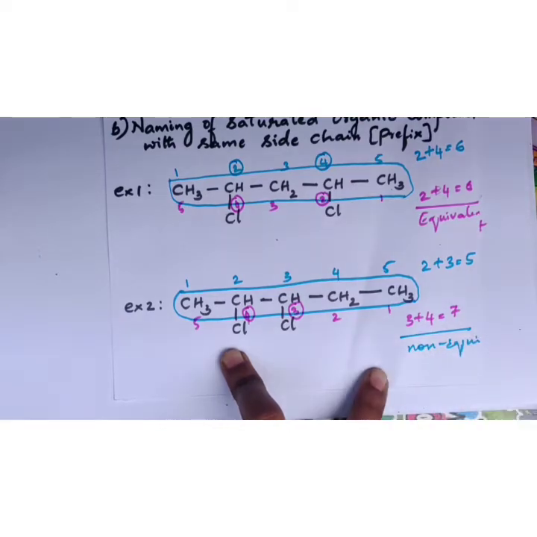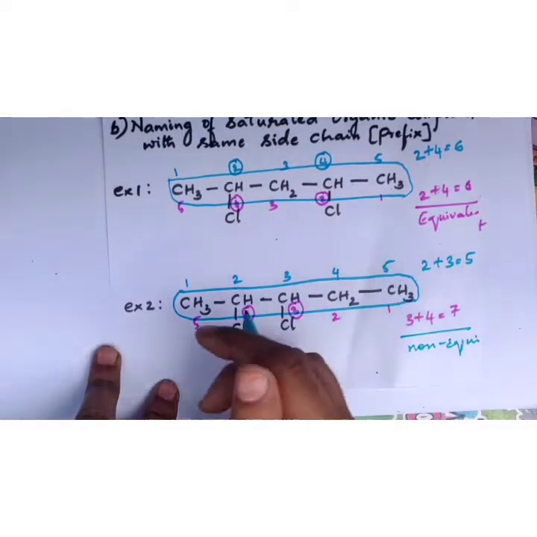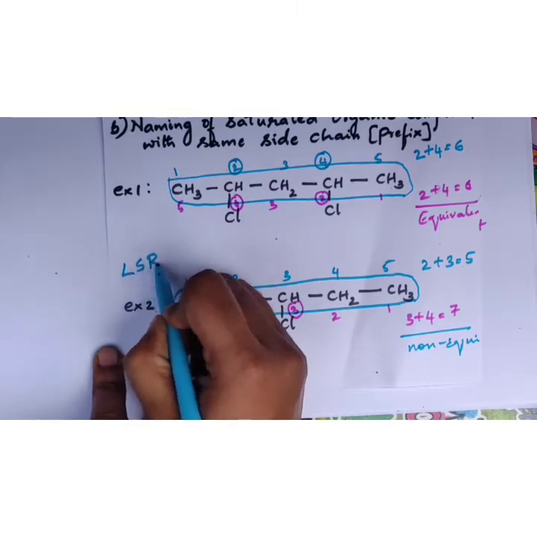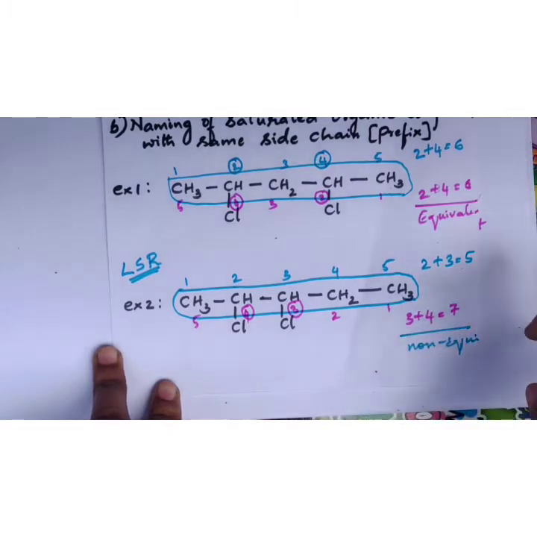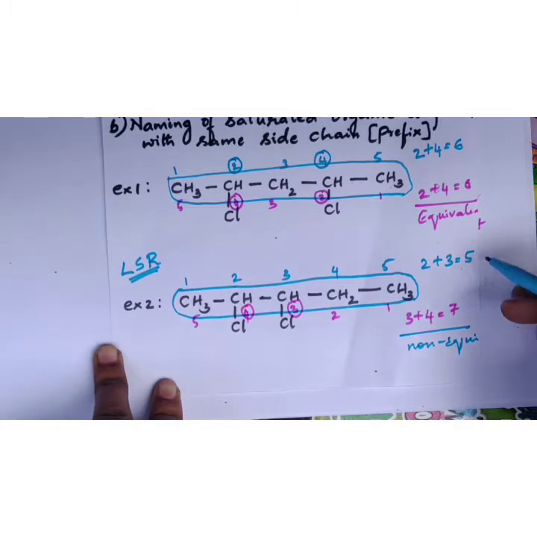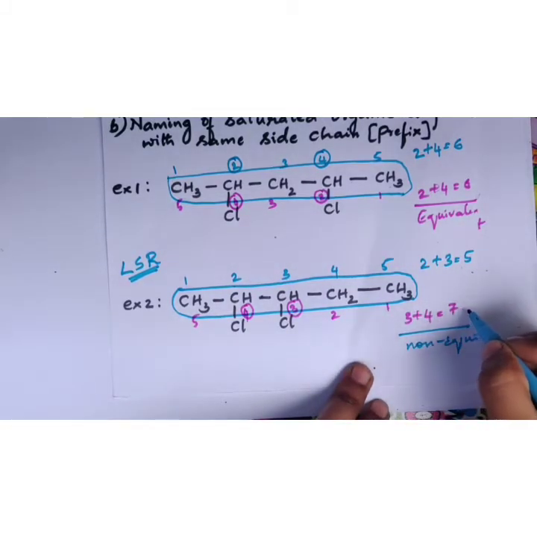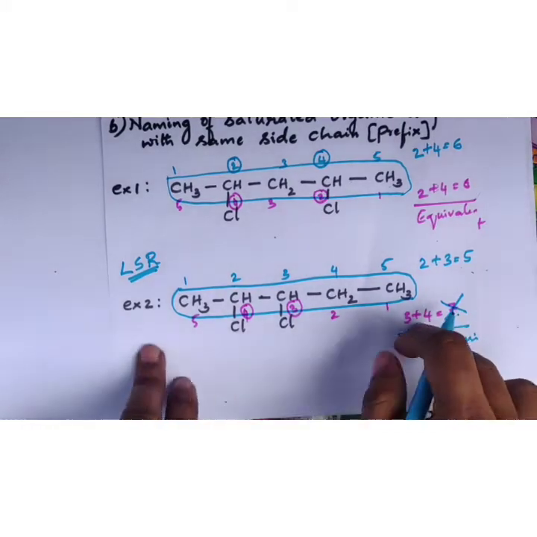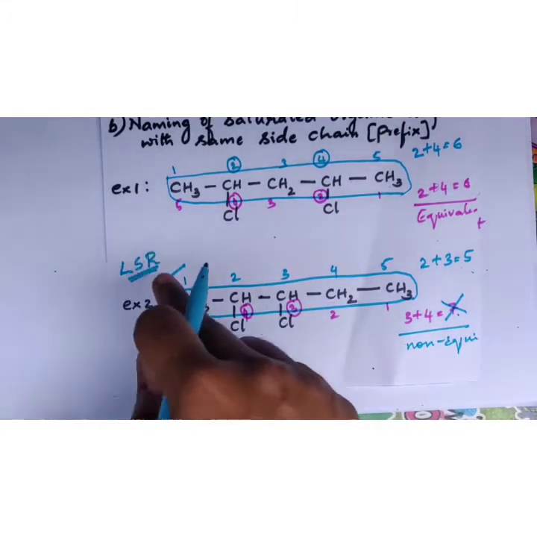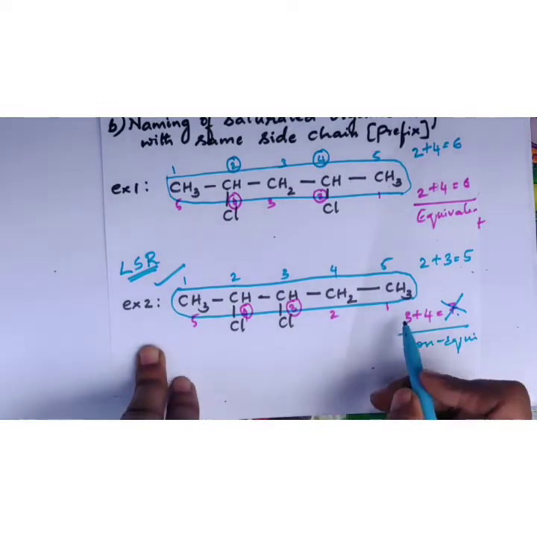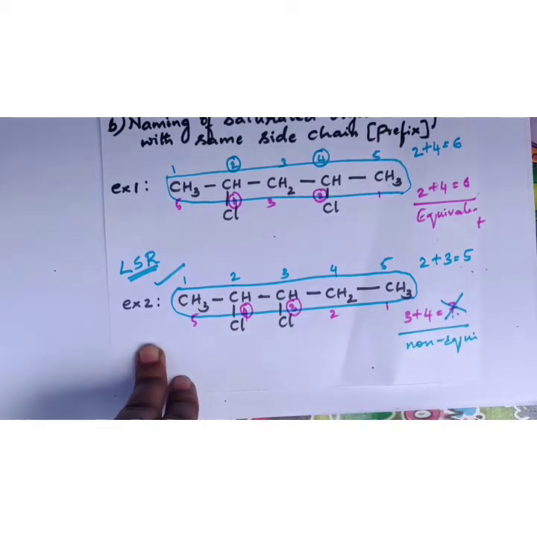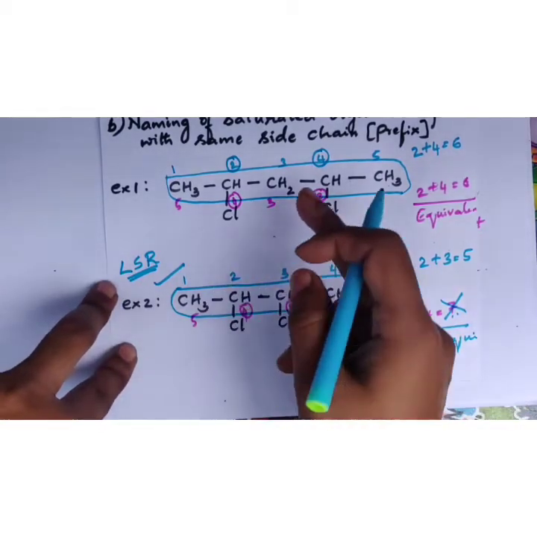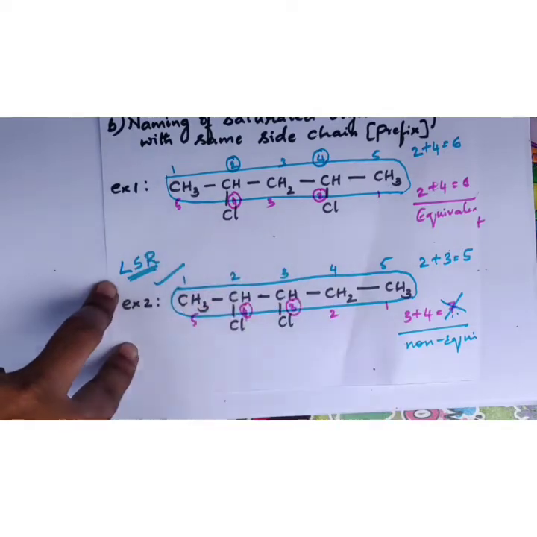When it is non-equivalent, we are going to follow lowest sum rule. Remember, we are going to follow lowest sum rule. That means whichever total is less, from that side we are going to number it. That means we are not going to number it from the right side. This side we are not going to. We are going to number it from the left side. That is the blue side, whatever I have marked, you are going to number it. You are not going to number it from the pink side because the total is more compared to the other. When you name it, I'll go to the first compound now. That is example 1 I'll take up.